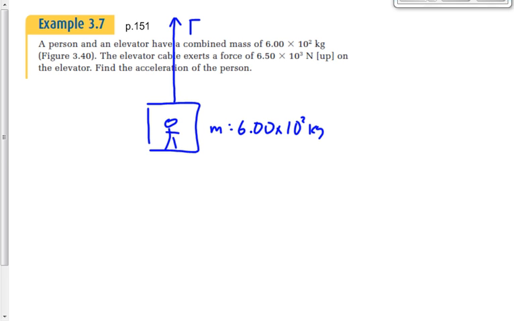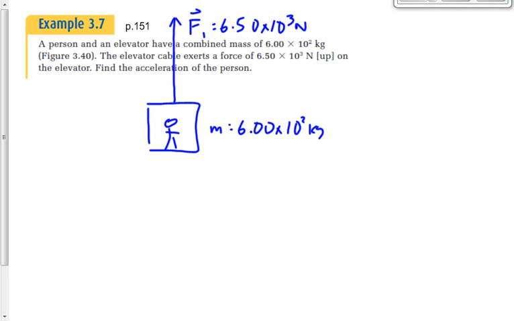We'll call that F. What do you want to call that? F? Sorry? F1? We could call it Fn if we wanted to. It's like a normal force, right? It's not a floor pushing up, but it's a cable pulling up. It's like a normal force. We'll call it F1 here. It doesn't matter. 6.50 times 10 to the 3 newtons.